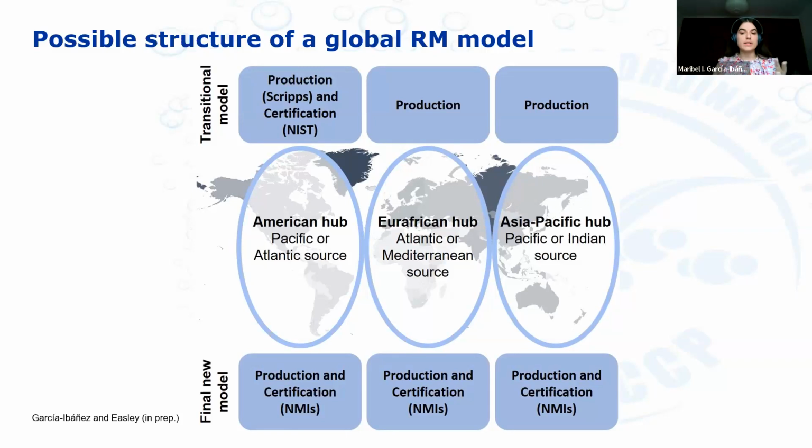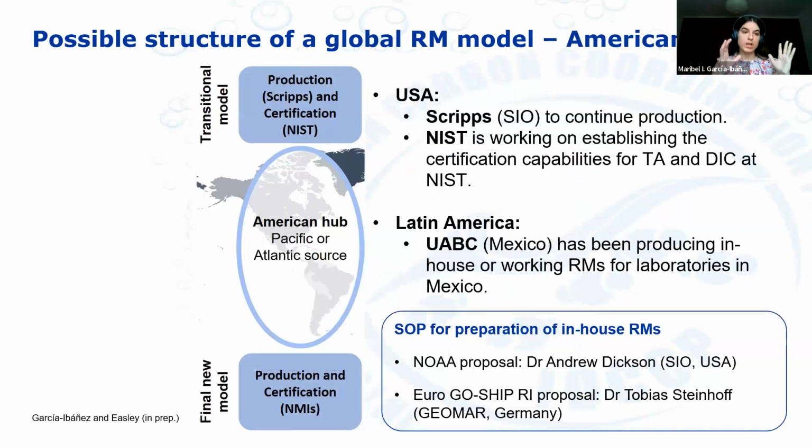But what is the status of this envisaged new model of production of reference materials for the seawater carbonate system? So I will start with each hub separately. So in the US, Scripps will remain being the primary producer of these reference materials, and NIST is working on establishing the certification capabilities for total alkalinity and total dissolved inorganic carbon, or TA and DIC. We know that, for example, in Latin America, some laboratories such as the University of Baja California in Mexico have been producing these in-house or working reference materials for laboratories in Mexico. So taking this up again, as I was explaining before, many labs are producing their own in-house reference materials.